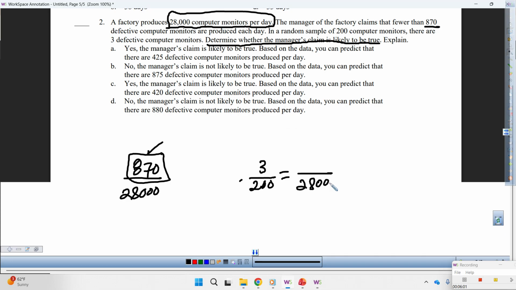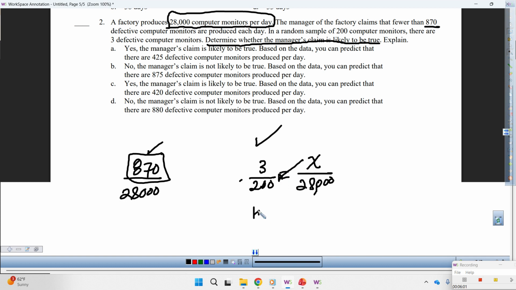28,000. So we want to know, according to the sample that they got, how many defective are we going to have in regards to the 28,000? So we write here what? X. Because he's claiming that 870 or fewer than 870 are defective. So from there, do we know what to do?